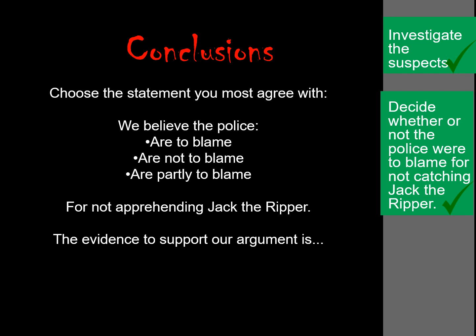So, conclusions then, and this is the upload task that you are going to do, the first one out of 2. You're going to choose the statement that you agree with the most. We believe the police are to blame, are not to blame, or are partly to blame for not apprehending Jack the Ripper. So you're going to start that sentence off: we believe that the police are, are not, or are partly to blame for not apprehending Jack the Ripper. Evidence to support our argument is, and then you're going to tell me why you think that, and what you think was the actual reason.